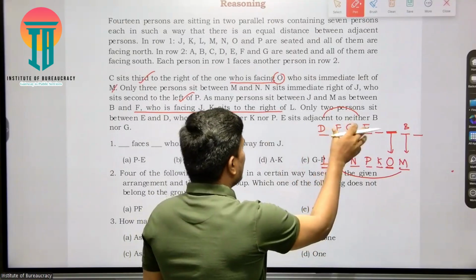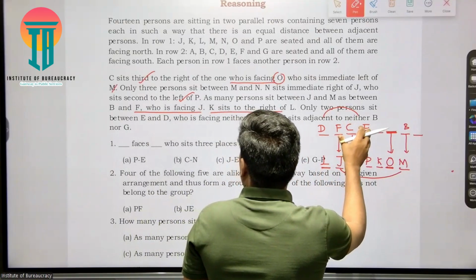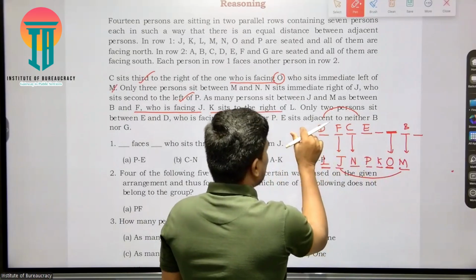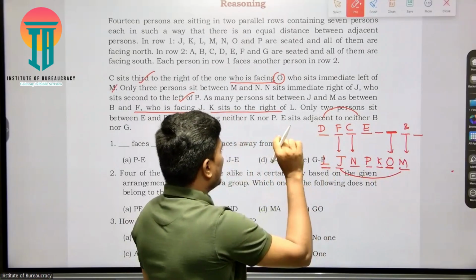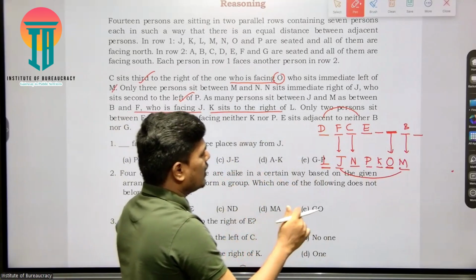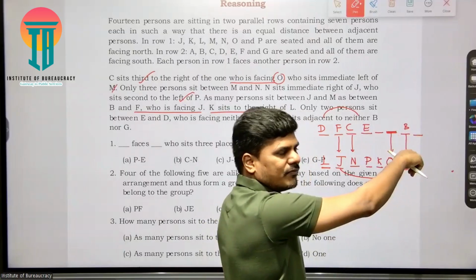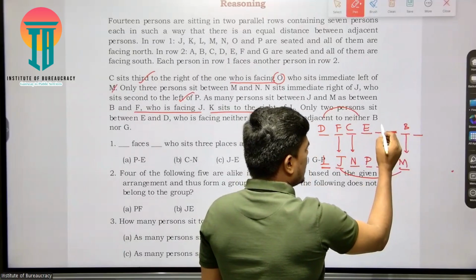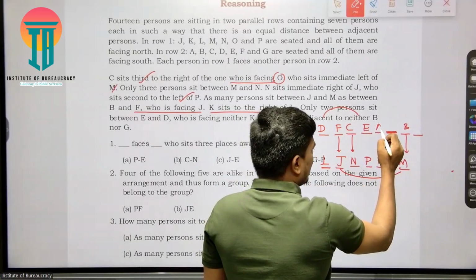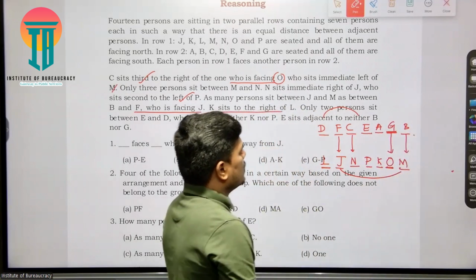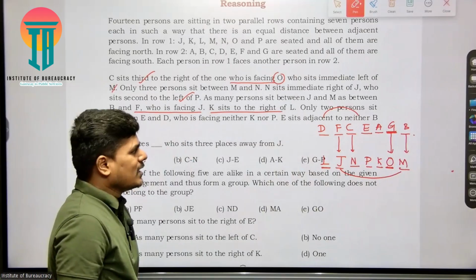If D and E are fixed here, then who is facing? Okay, neither, that is okay. E sits adjacent to neither B nor G. Therefore, here it is not going to be G. B is already fixed. Here G should not come. Then it's going to be A. This is G. This place is moved out. Okay, this is the arrangement.